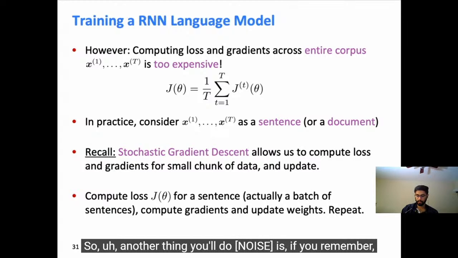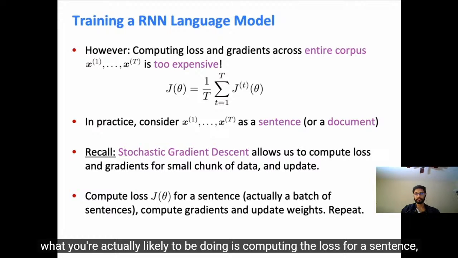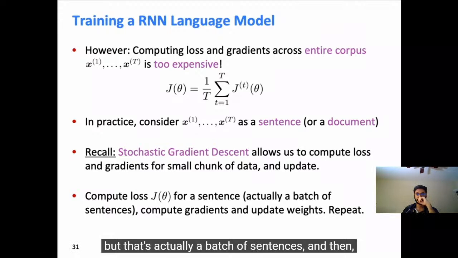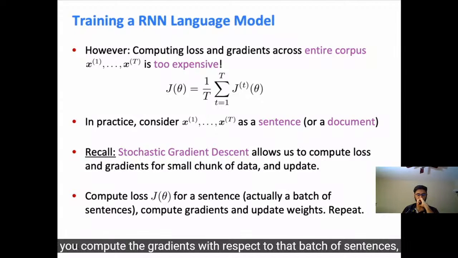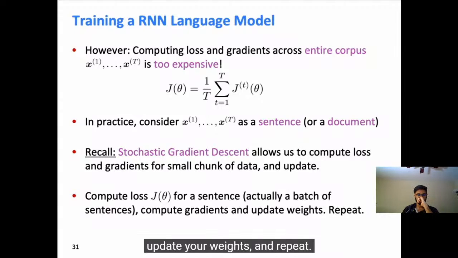Another thing you'll do is, if you remember, stochastic gradient descent allows you to compute gradients for small chunks of data rather than the whole corpus at a time. So in practice, if you're training a language model, what you're likely to be doing is computing the loss for a sentence, but actually a batch of sentences, and then you compute the gradients with respect to that batch of sentences, update your weights, and repeat. Any questions at this point?